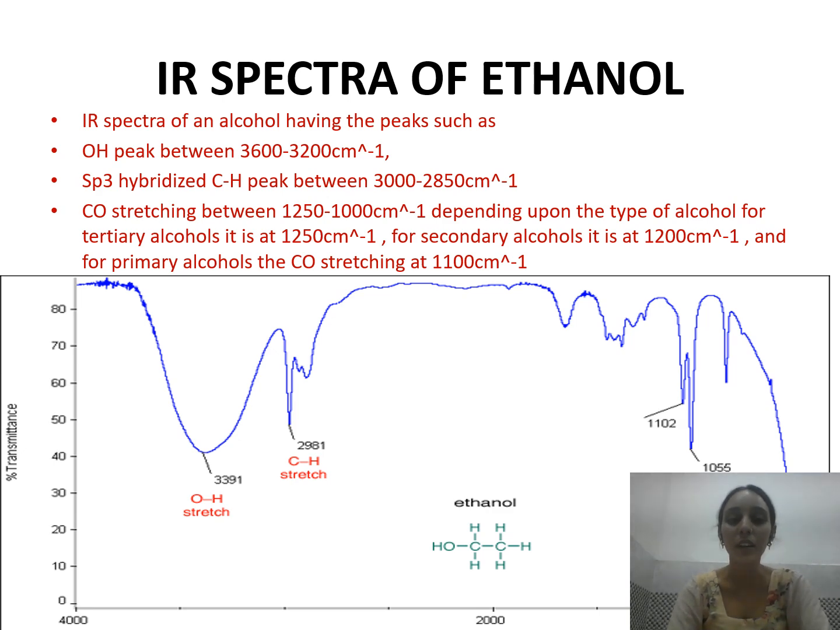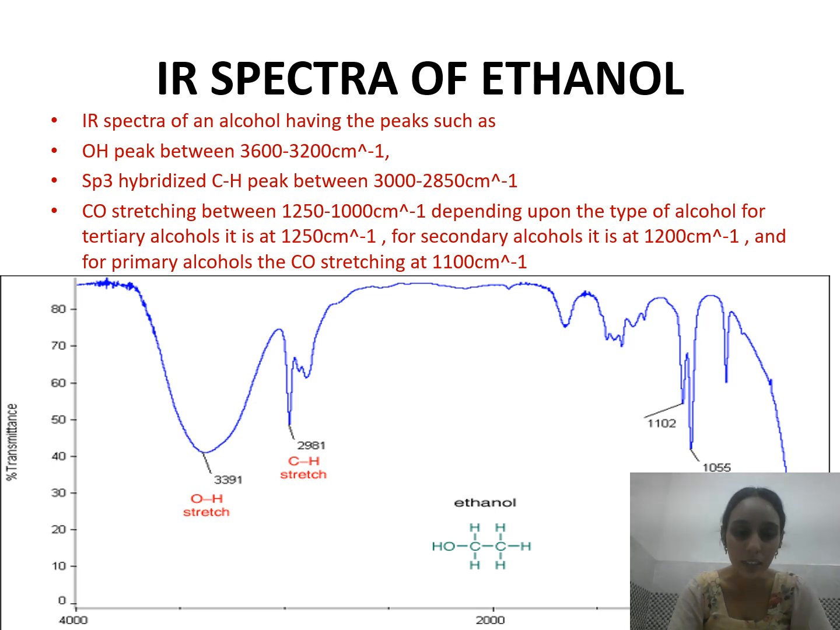First we will discuss the OH peak. The OH peak of alcohols comes in the region 3600 to 3200 centimeter inverse, and here you will see that the OH stretching comes at 3391 centimeter inverse, and this is the peak of OH stretching.